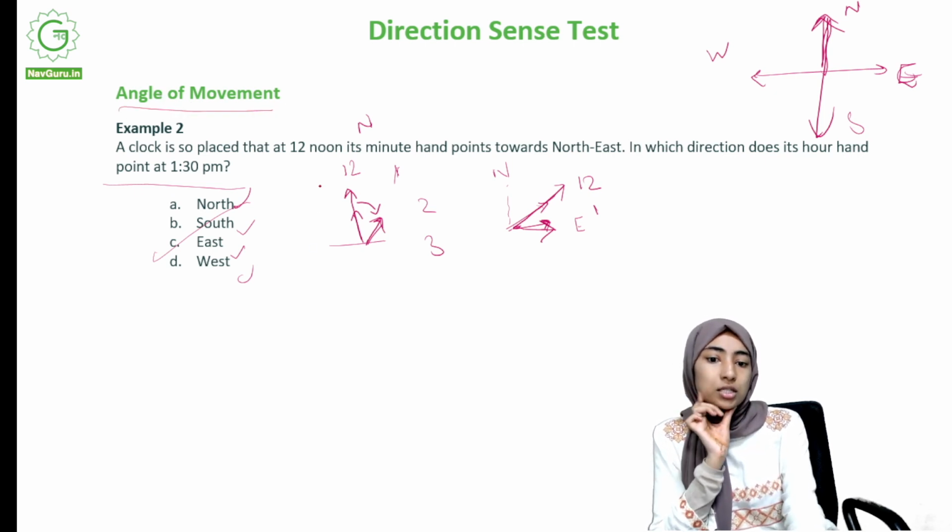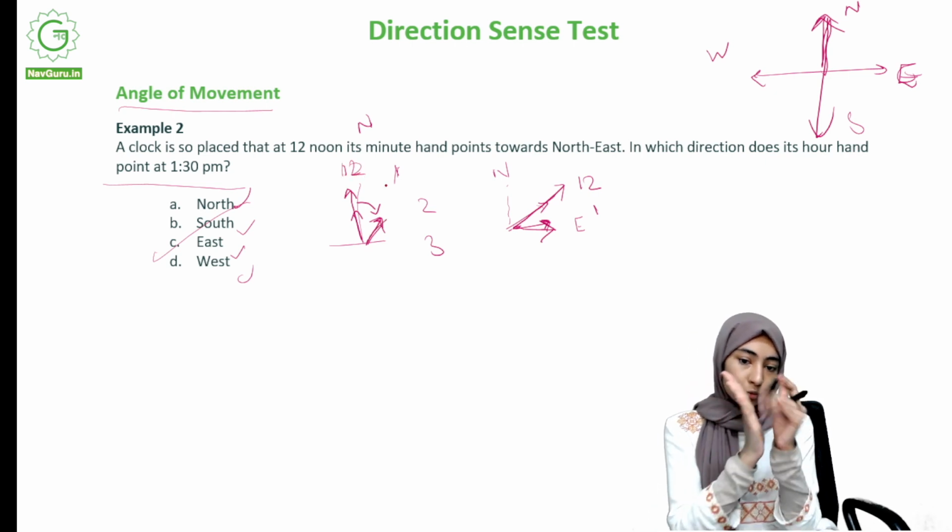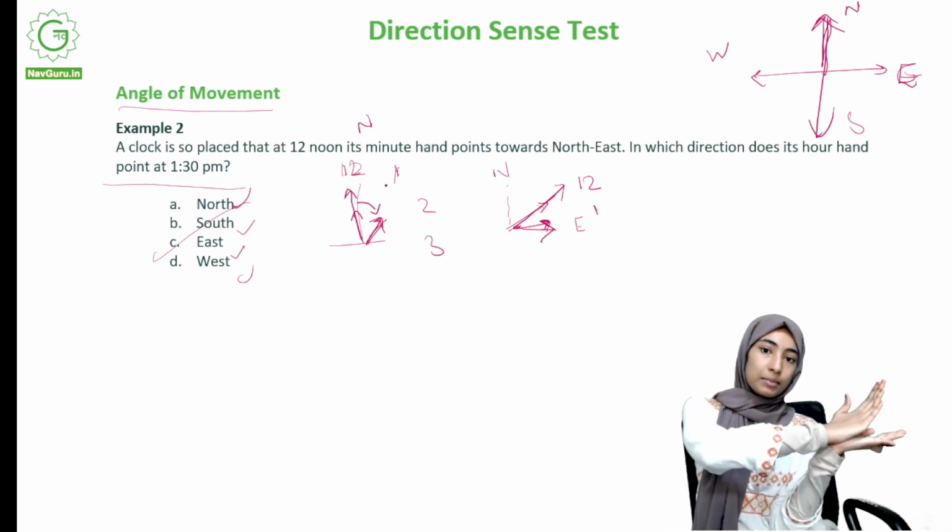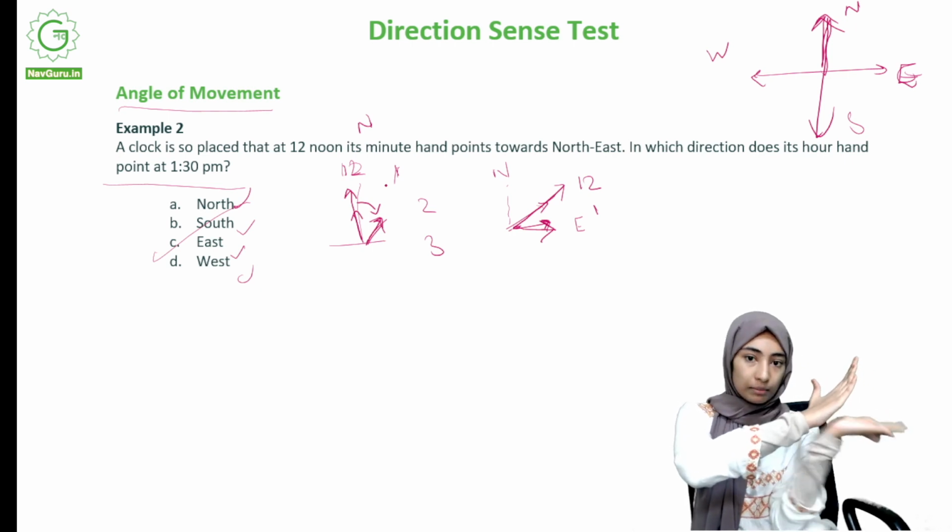Okay, so just, you know, at 12 noon, this is how it looks. When you move, it moves a bit to the right. So you take this like this because you said that 12 noon has to be northeast. So this will be east.